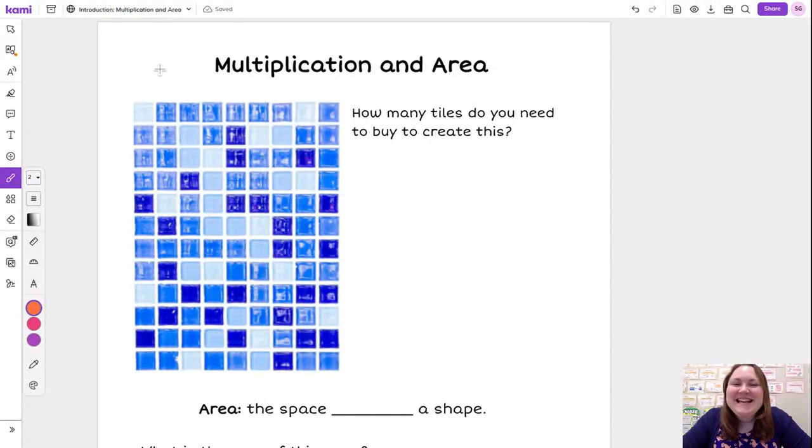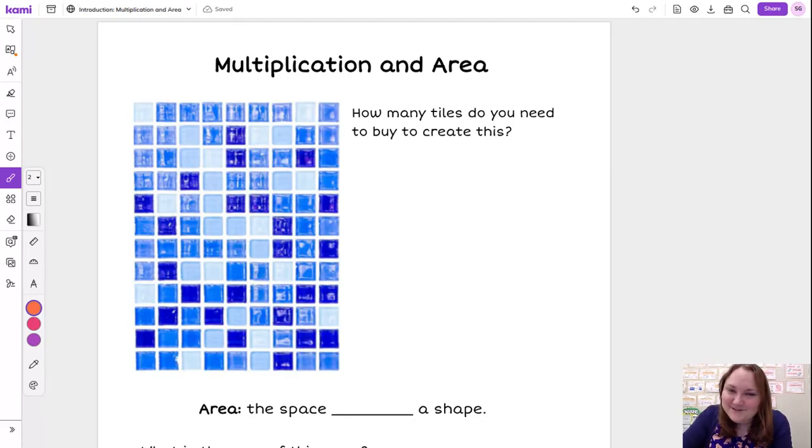Hi math students! This is our introduction video for our lesson on multiplication and area, the first lesson for our next unit, which is all about multiplication and division. To help us introduce this idea, I want to start with this question: how many of these blue tiles would you need to buy in order to make this picture here?